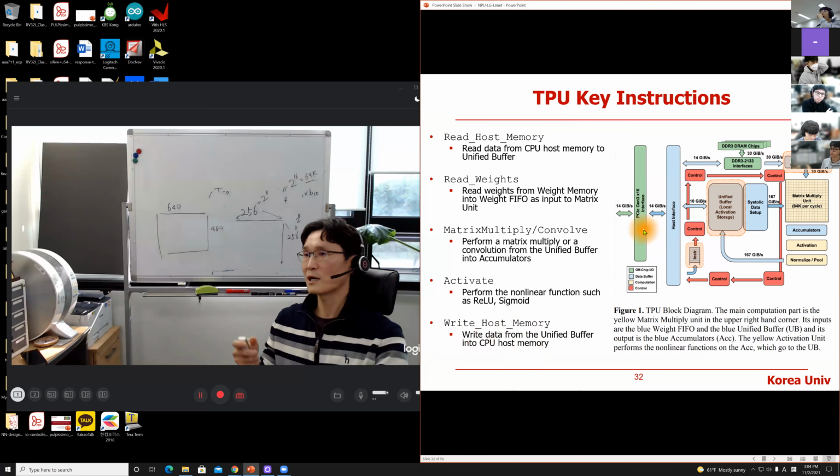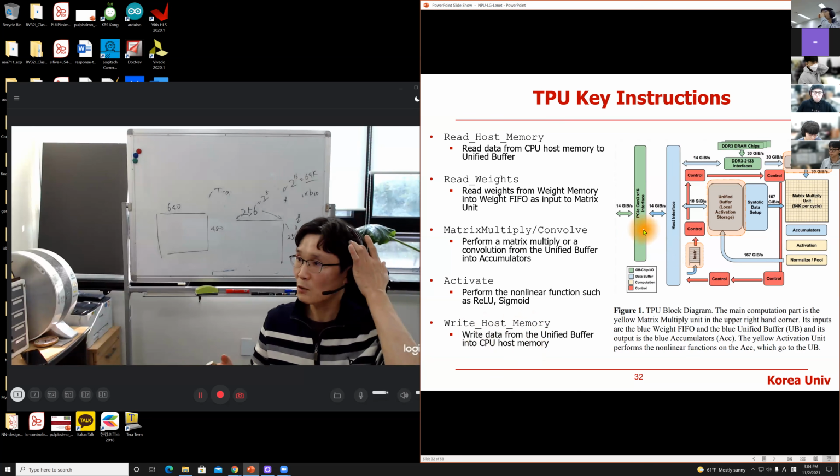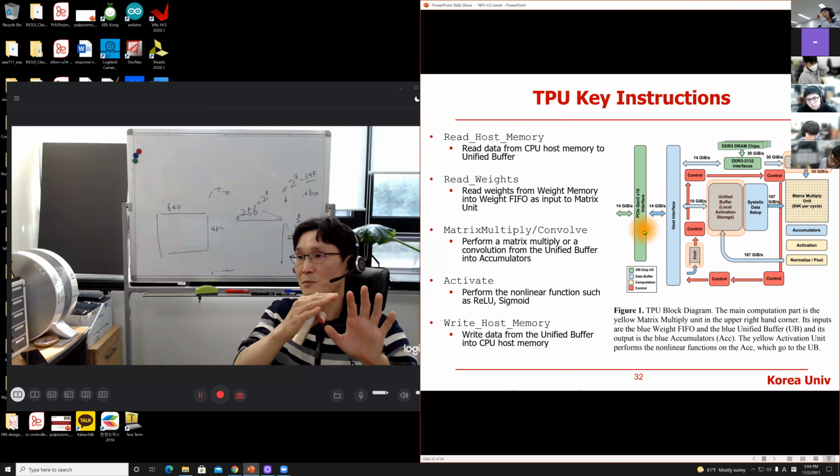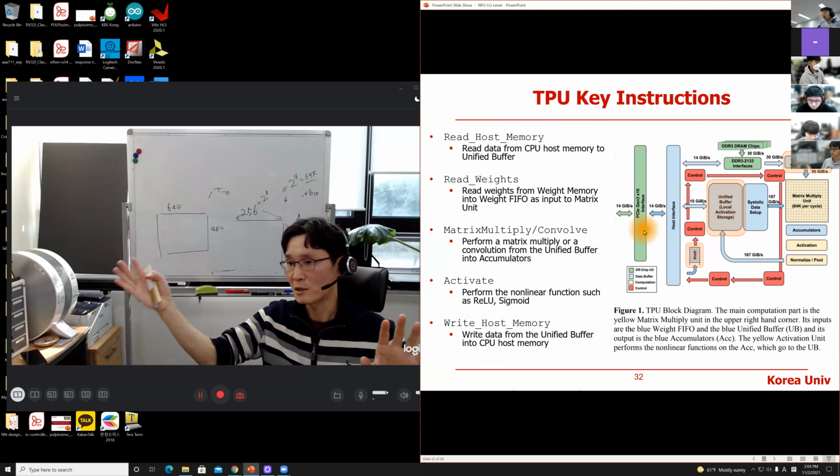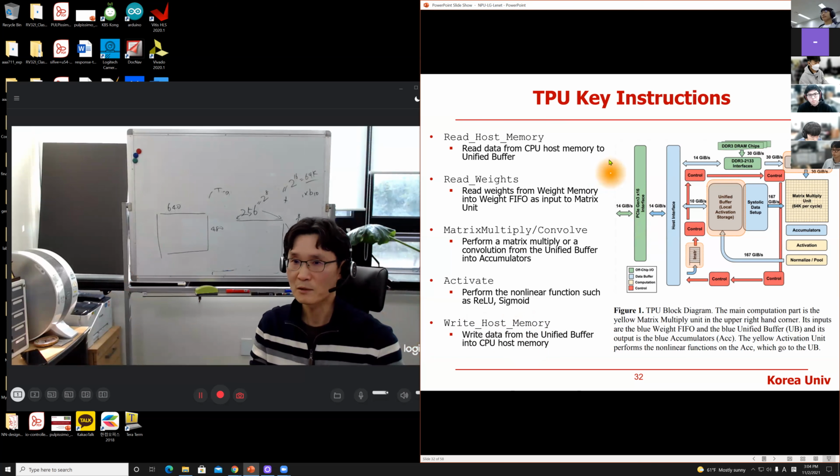So the TPU is like a hardware accelerator, a co-processor. The CPU passes the image you have to process, then the output is stored back from the TPU to main memory. It's like a co-processor, right?